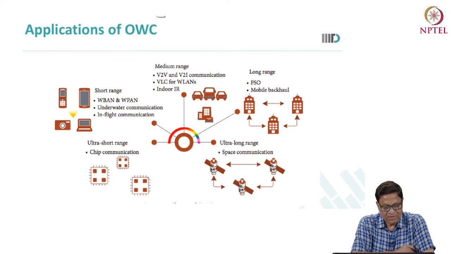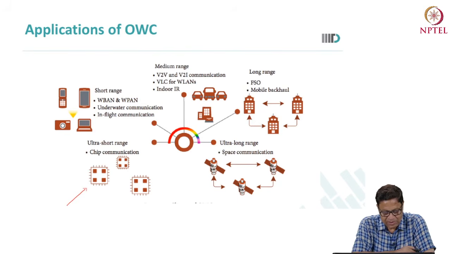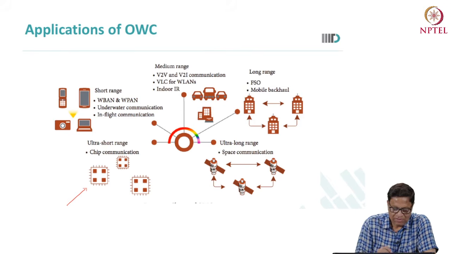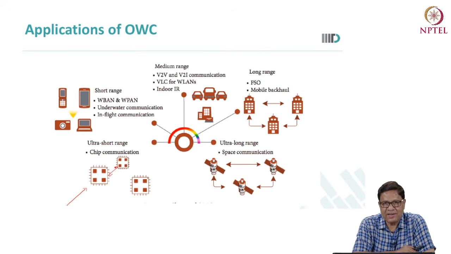So let us now see what are the different applications of optical wireless communications. So let us start from here. You can have communication between two chips, for example, where the distance is of the order of millimeter. This is under the category of ultra short range. If you want to connect very high speed signal from one chip to another chip, you can use other techniques also, but there may be some interference. So using optical wireless, you can connect two chips with high speed.